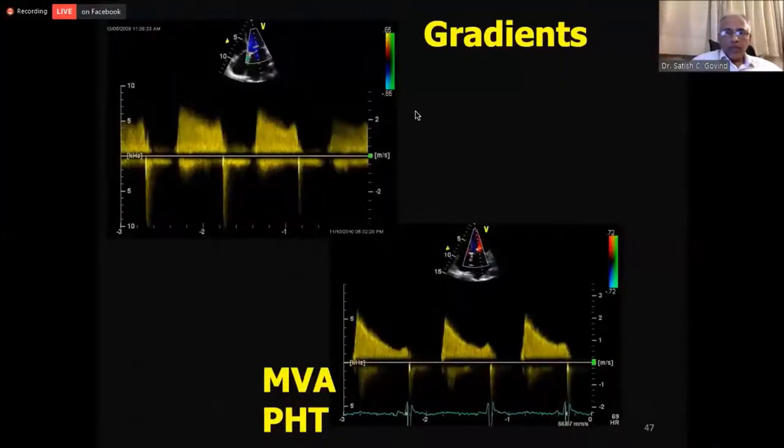Then you have the all important and all familiar gradients. So gradients are Doppler, and then they are sort of influenced by hemodynamics, so we have to be very careful.